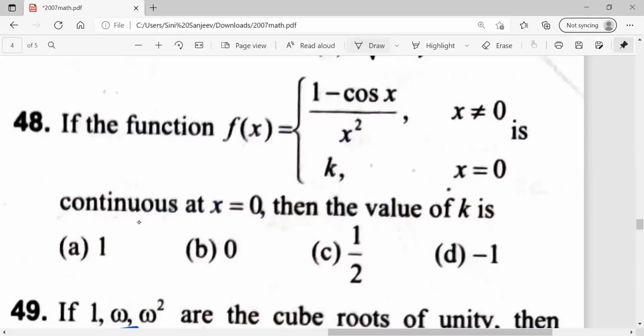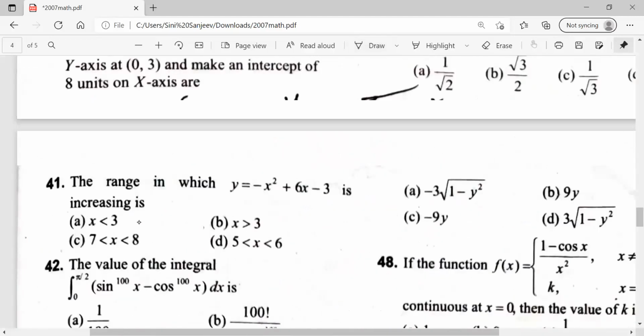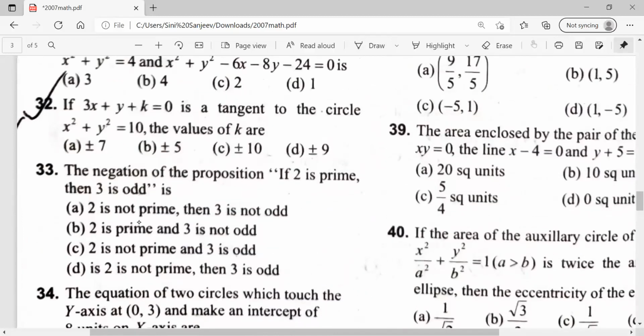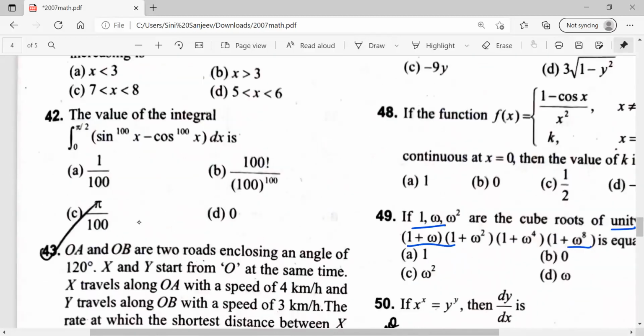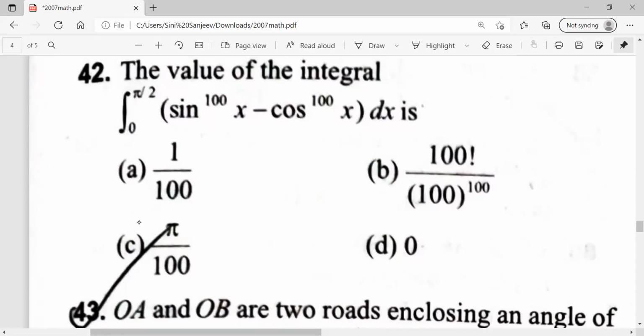Let's go to one more shortcut in the integration topic. See the value of the integral. This is a kind of definite integral question for us. Definite integration in the sense of limits. But at the end of the day, what do you have to do in this? See, there are two answers for this.